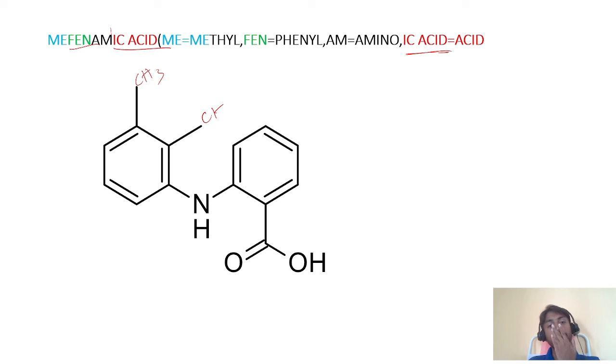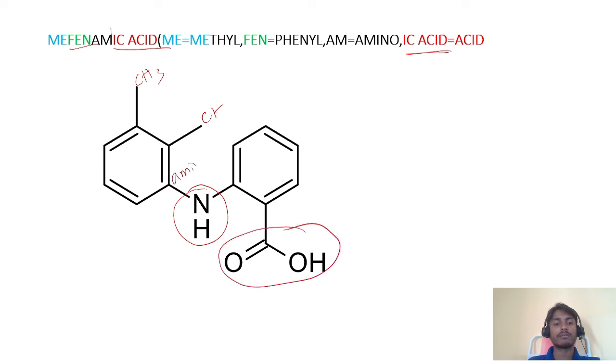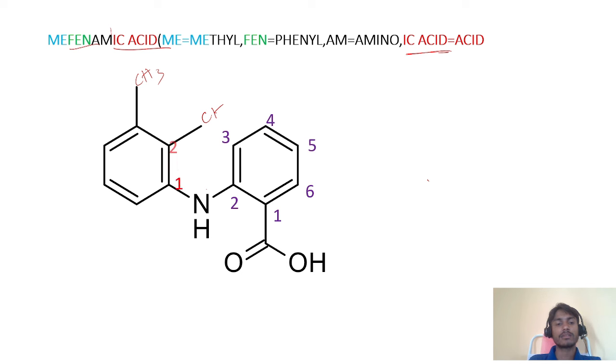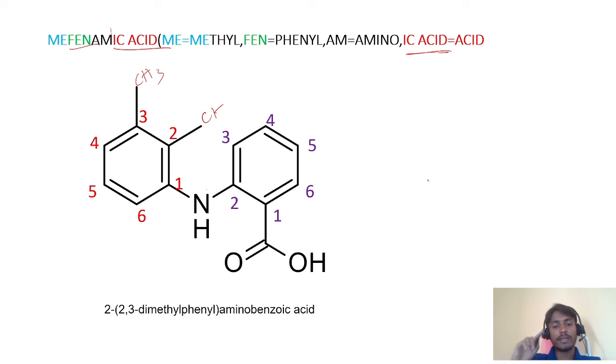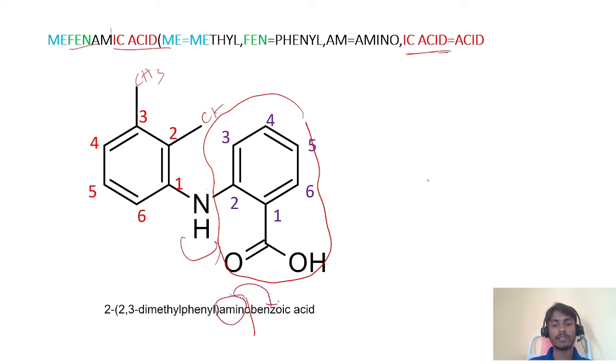When it comes to the IUPAC nomenclature, first we need to identify the functional groups: amino and carboxylic acid. So amine will get least priority compared to carboxylic acid, hence we can start numbering from the benzoic acid. So this is the numbering. So here, this structure we can call as a benzoic acid. An amine group is attached to the benzoic acid.